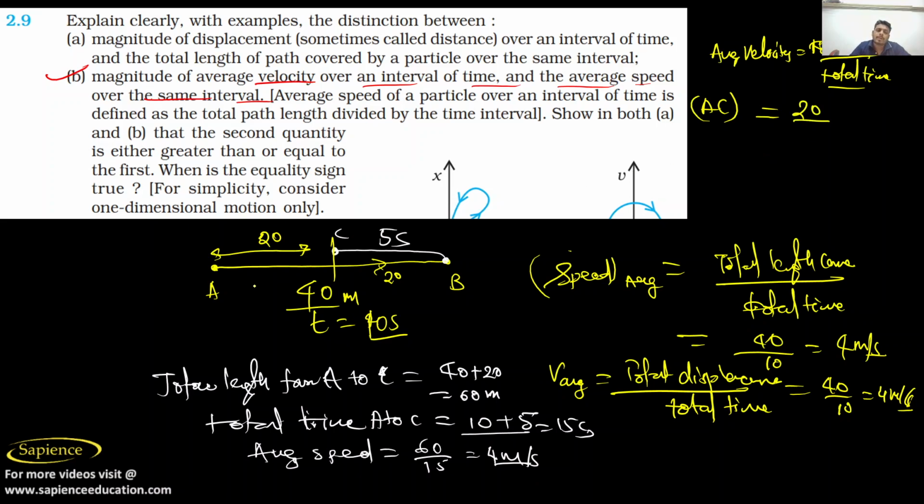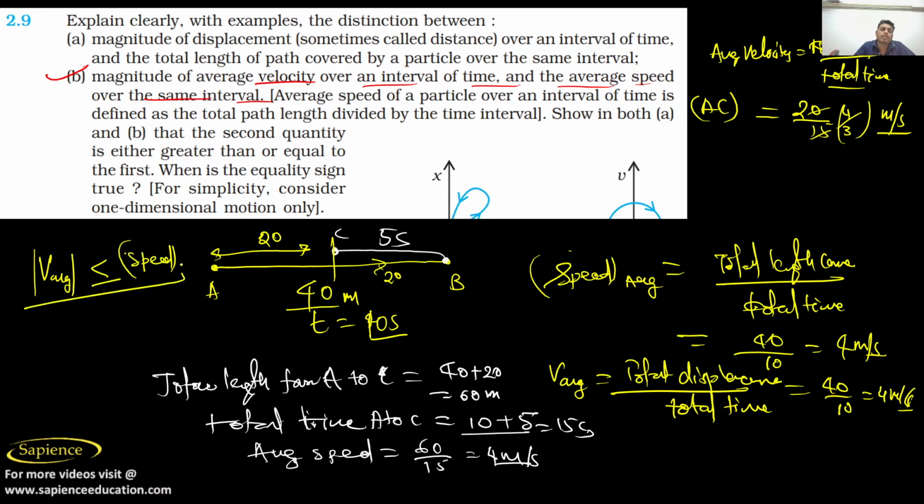Now the time taken is how much? It has taken 10 plus 5, that is equal to 15. So 20 divided by 15, that is 4 by 3 meter per second. So it is very less. So you have seen that the vector quantity, that is average velocity, is always less than or equal to the speed. The magnitude of v average is less than the magnitude of the speed, right?